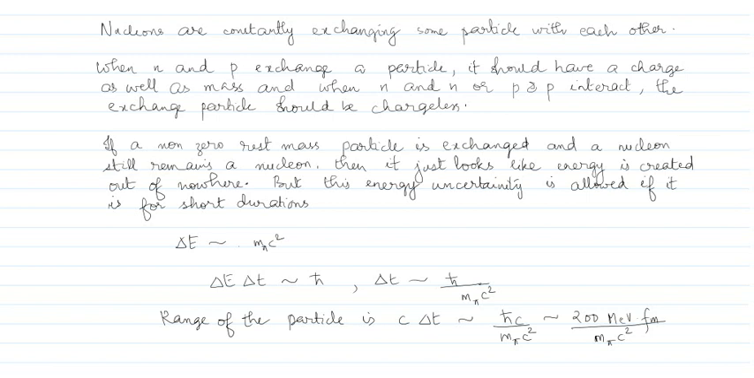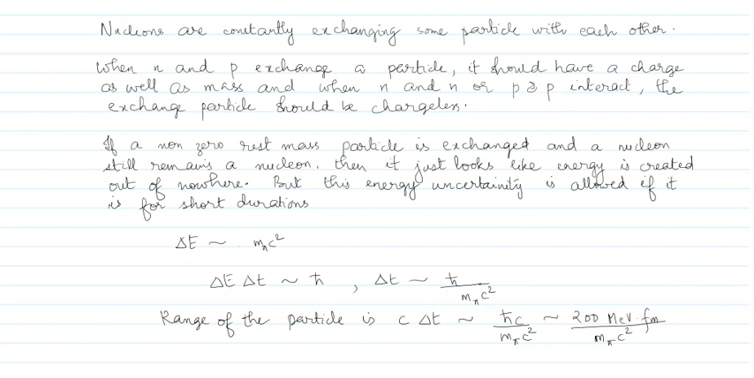So, when we are proposing such a concept of exchange force, we should also keep in mind that when neutron and proton are exchanging a particle, the particle should actually have a charge. It should also have a mass. And you should also keep in mind that neutrons and neutrons, as well as protons and protons, are also interacting with nuclear forces. So the exchange particle between n and p should actually be chargeless. And it should have a mass also.